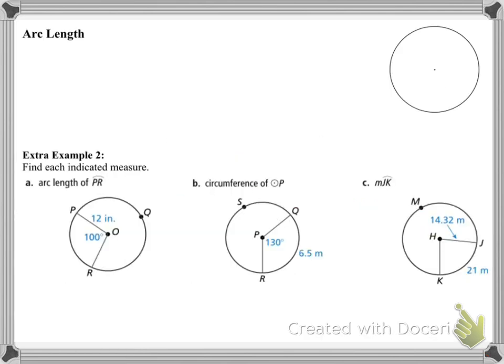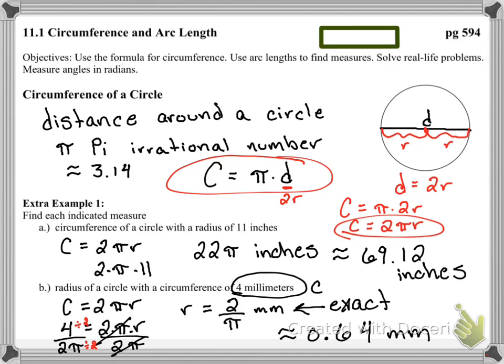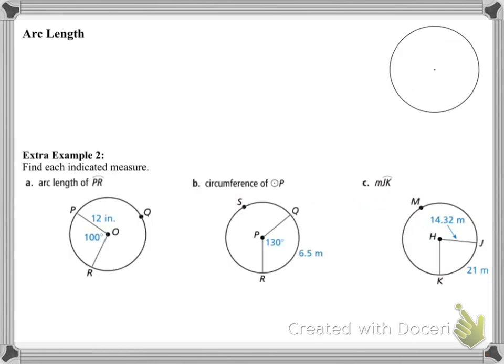Okay, arc length. Arc length is very similar to circumference, but we're not going to do the whole entire circle. So if I just have this arc from here to here, from this central angle, let's give these points names, A to B. So we have arc AB. The length of that arc is what we call arc length.